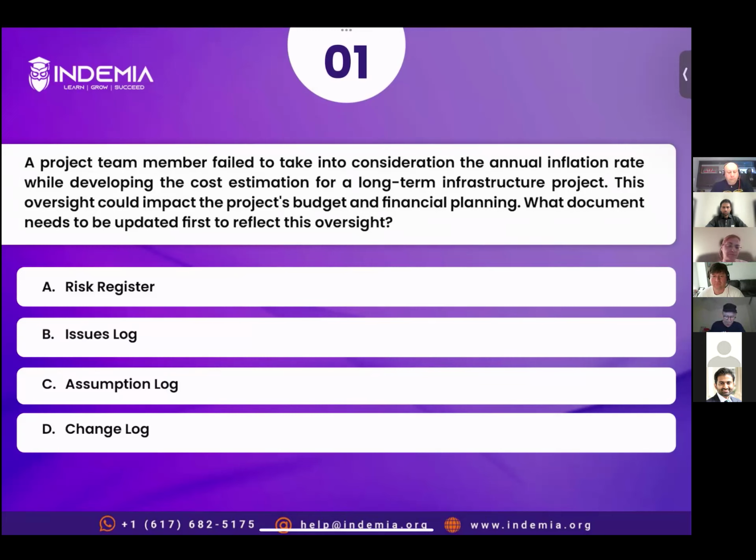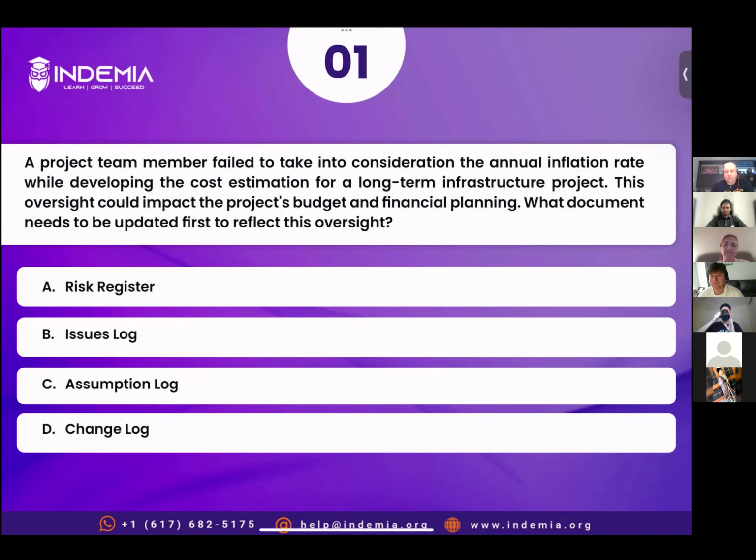Manmeet, you have chosen option B. While developing the cost estimation, they did not consider the annual inflation, which in future can be a risk, but this is an issue. We need to update the issue log so that it will not turn into a big risk, so that this issue can be handled at the time when they realize they have not considered the annual inflation. So that's the scenario I thought and picked option B.